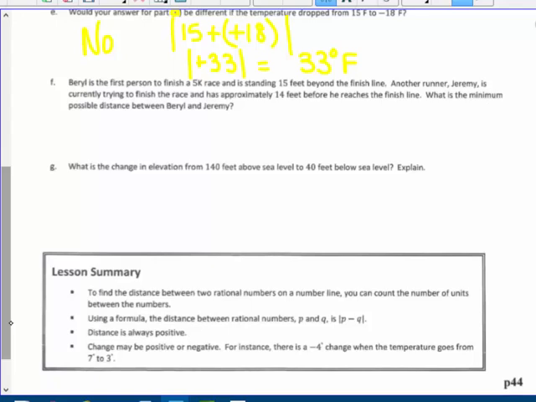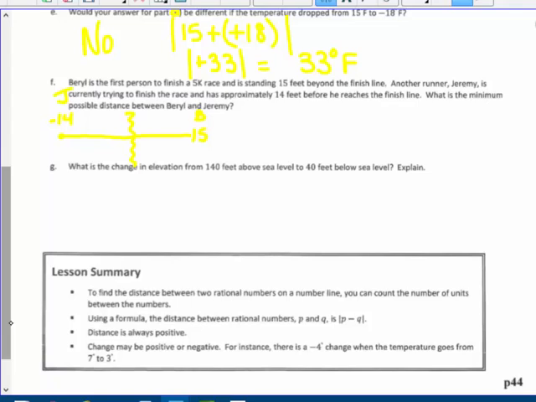Well, if we drew a picture for this, so let's say the wiggly line is the finish line. Here's Beryl. He's 15 feet beyond that. And Jeremy is not there, so he's 14 feet below that, or in front of, or not there yet. So he's at negative 14. This is Jeremy. What is the minimum distance between them?